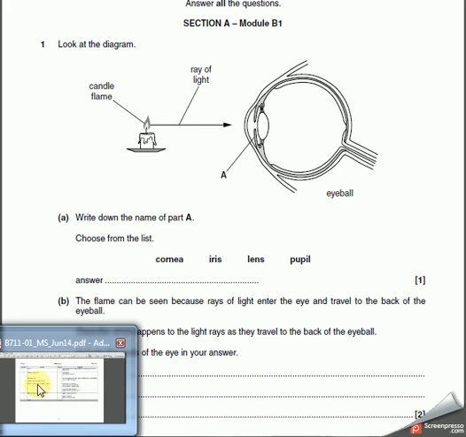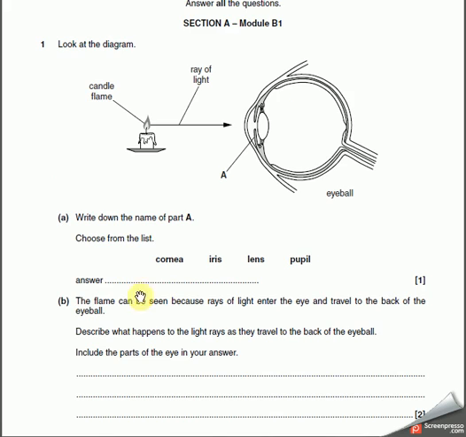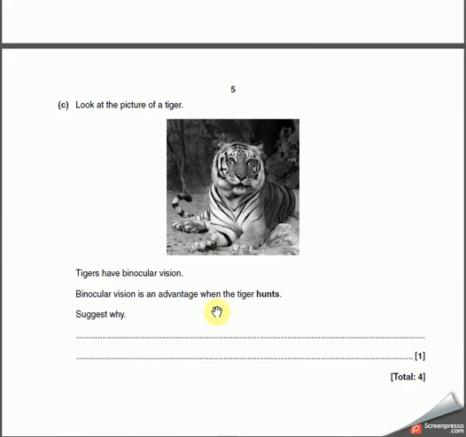Let's have a look at what the mark scheme is officially saying. Basically they are saying light rays refracted, then choose any one. So you have to say that light rays focus, and it says allow bends. This is for the first mark. And the second mark is refracted by the cornea lens, focused onto the back of the retina. So really it's about bending of the light to hit the back of the retina. That was essentially the answer. Okay, moving on to the next one.